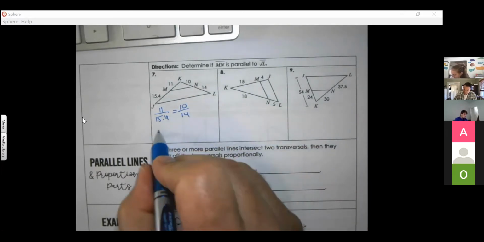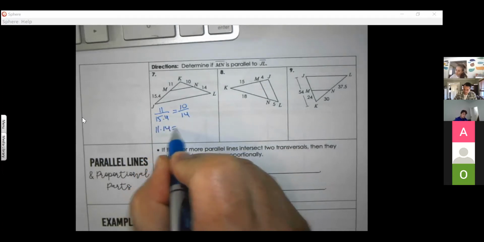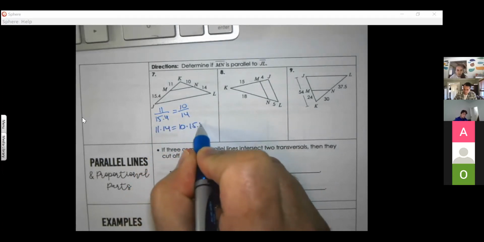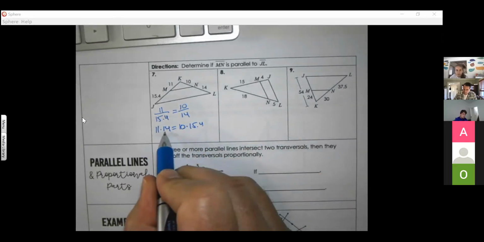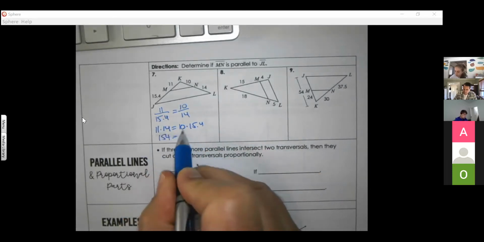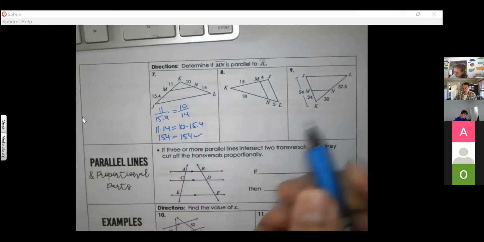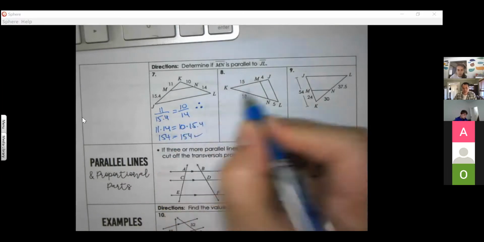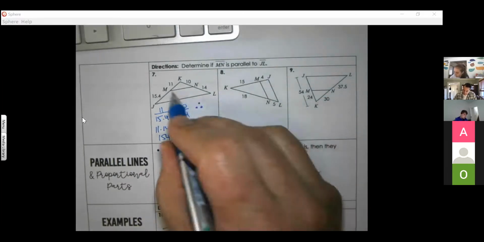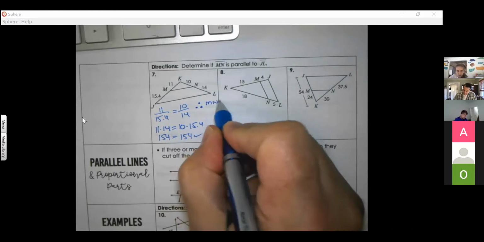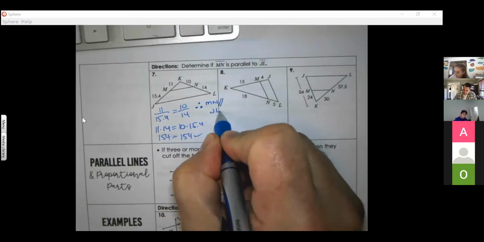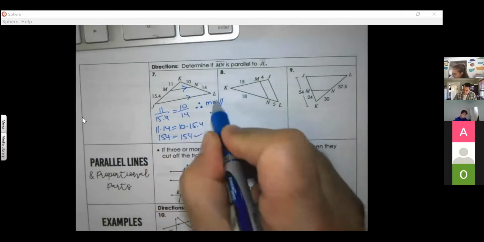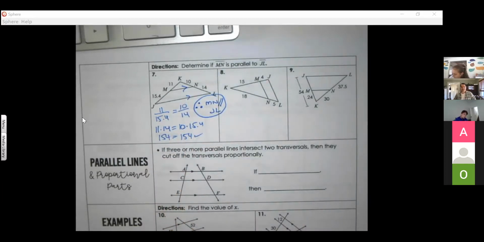And I'll cross multiply. 11 times 14 equals 10 times 15.4. 154 equals 154. Excellent. It works, which means I can make a conclusion. Remember, 3 dots means therefore. I can say that MN is parallel to JL. And that's my conclusion that I'm making. We're determining if they're parallel. So yes, they are.